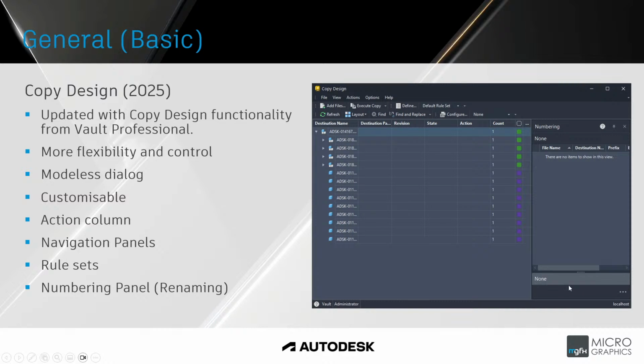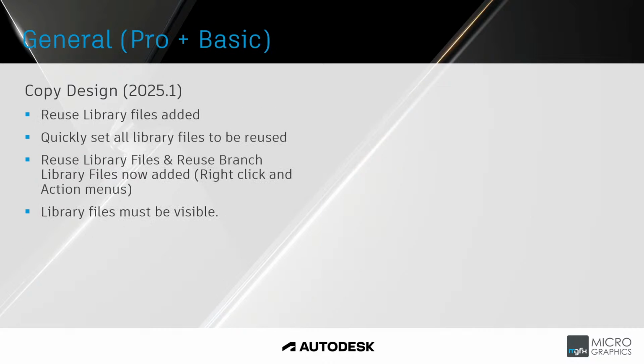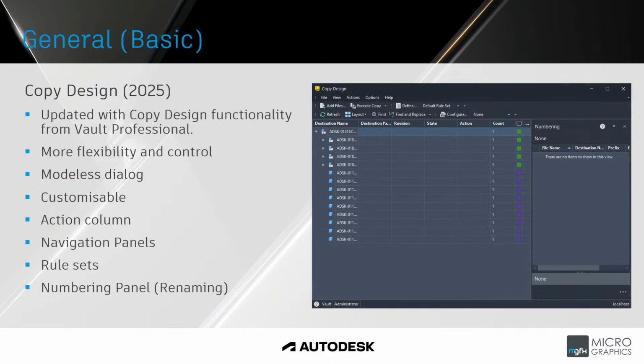And then on the right hand side there is a numbering panel. As I mentioned here, we've got that numbering panel that allows you to go through the renaming and sorting and changing prefix, suffix, doing find and replace operations for being able to rename and renumber files within the copy design. So that is improvements brought in with the 2025 upgrade.